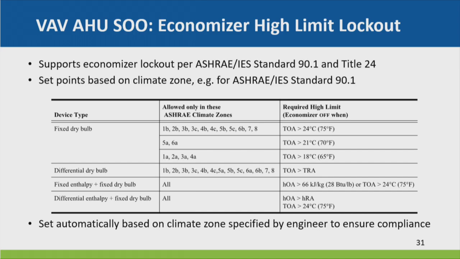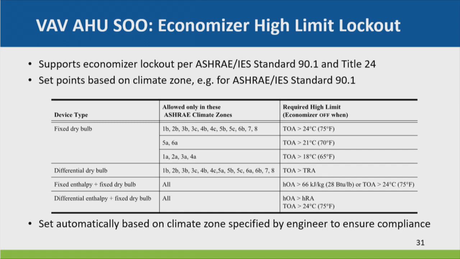The reason these vary: these are the dry climates up here, and you want to turn it off when the outside air temperature is 75. In the humid climates, you turn it off at lower temperatures because of humidity, so you're going to get more humid air in there. You'll notice that differential enthalpy and fixed enthalpy are not allowed by themselves anymore. You always have to put a dry bulb sensor on top of them as well.